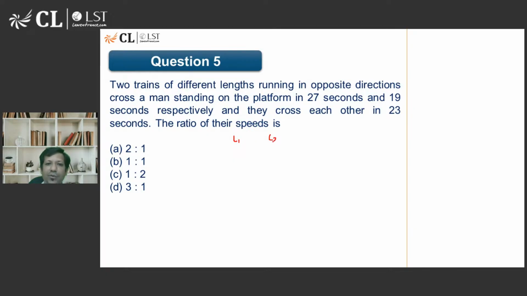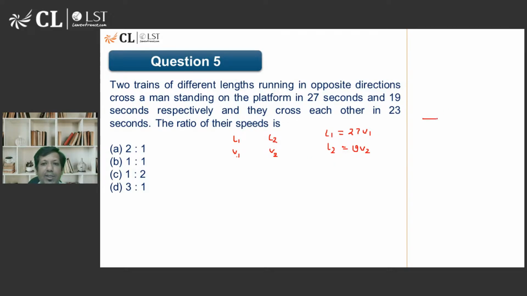Length of the second train is, let's say, L2. The speed of the first one is, let's say, V1. The speed of the second one is V2. So basically, the first train crosses a man. It means it is crossing its own length, right? So it is crossing L1 with what speed? V1. In how much time? 21 seconds. So distance is equal to speed into time. What is L2? I can say that is going to be 19 times V2.